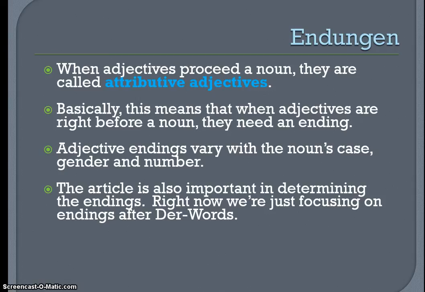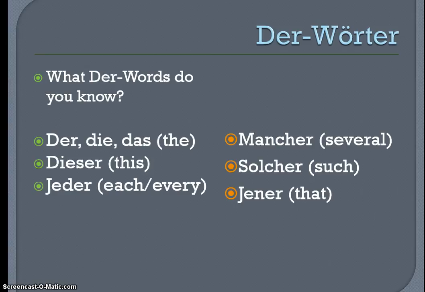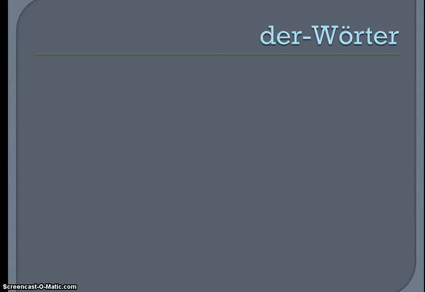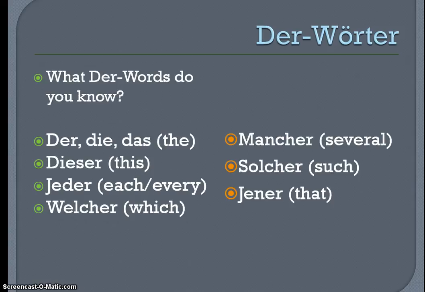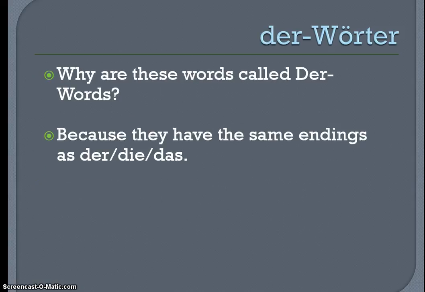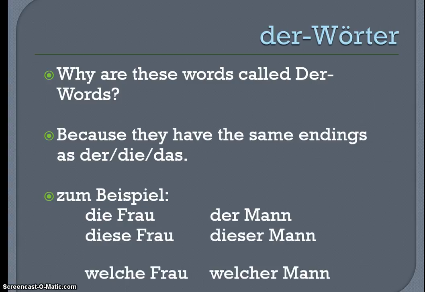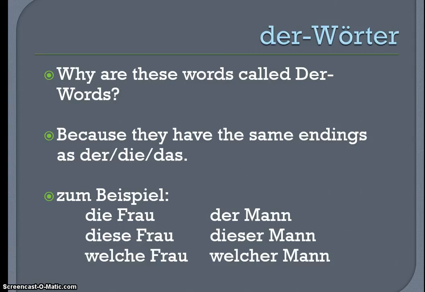So we're going to start today by looking at der word endings. What der words do we know? We have der, die, das, and dieser, jeder, welcher, mancher, solcher, jener. All of those words are der words, so they all function the same way. Why are they der words? Because they take the same endings as der, die, or das. So if I have die Frau, der Mann, I would have diese Frau, dieser Mann, or welche Frau, welcher Mann.